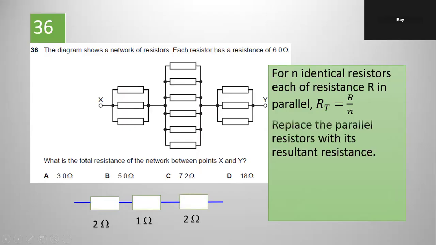So add them up. So replace the parallel resistance with its resultant resistors. Right? Combined resistance is just add them up. Okay.